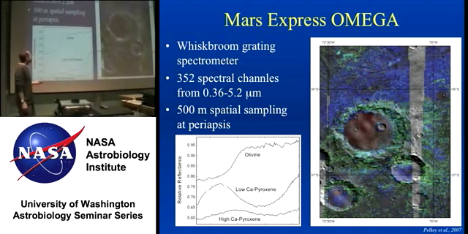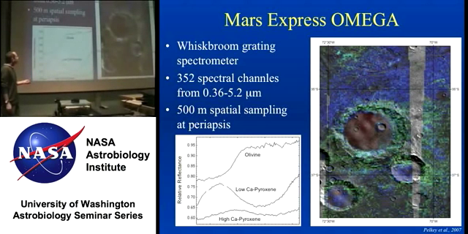And so we can create crude images with about 500 meters per pixel spatial sampling at periapsis. Mars Express is in a quite elliptical orbit, so if you're looking at Mars from farther away, it's going to be a larger pixel size. And you can build up pictures with the different spectra. So we're taking full spectra at high spectral resolution and a reasonable spatial resolution.